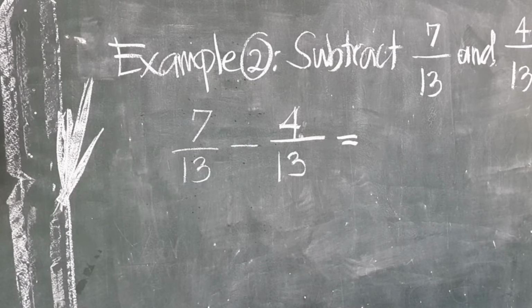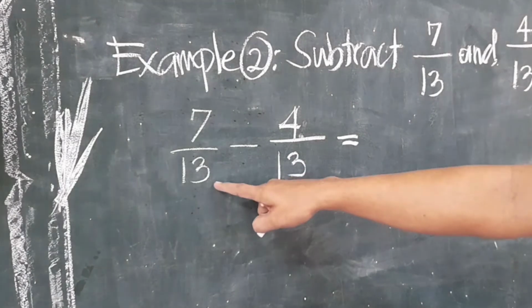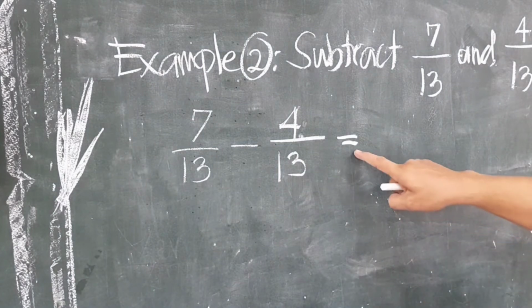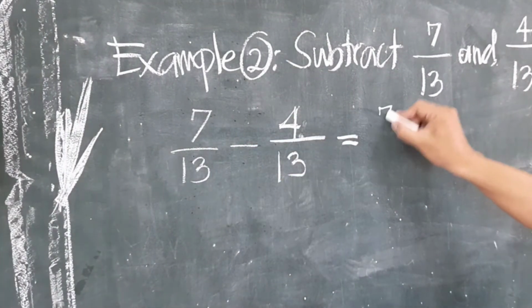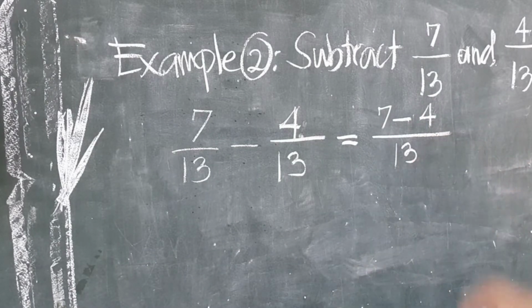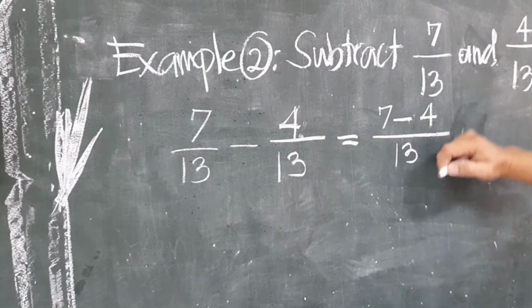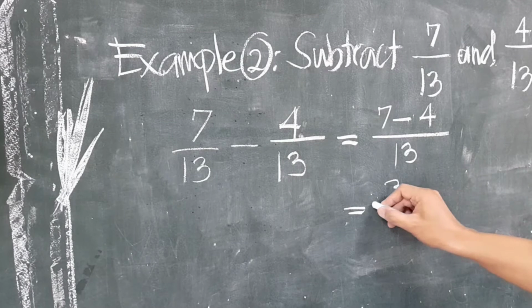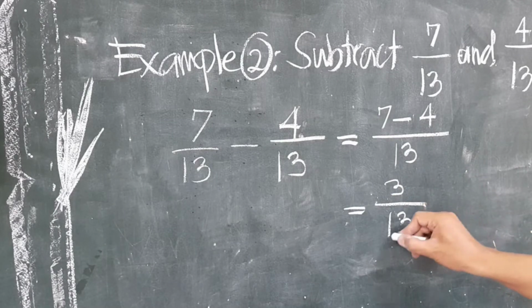Subtract 7 over 13 and 4 over 13. We need to write it in the form 7 over 13 minus 4 over 13. That is 7 minus 4 all over 13. That is, 7 minus 4 equals 3 and then over 13.